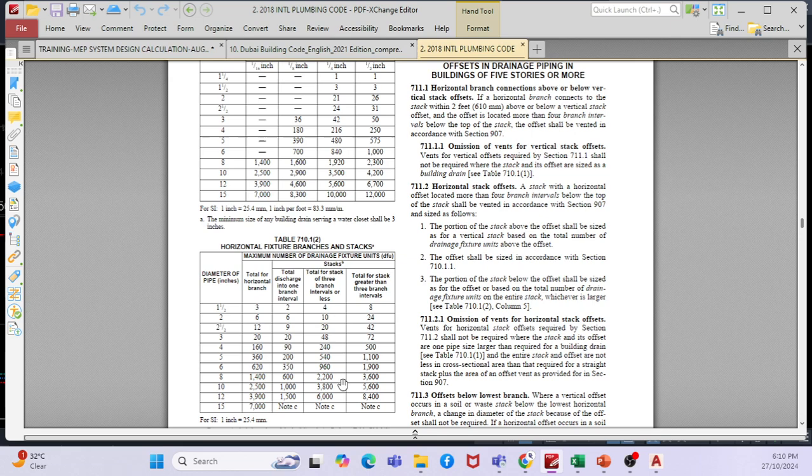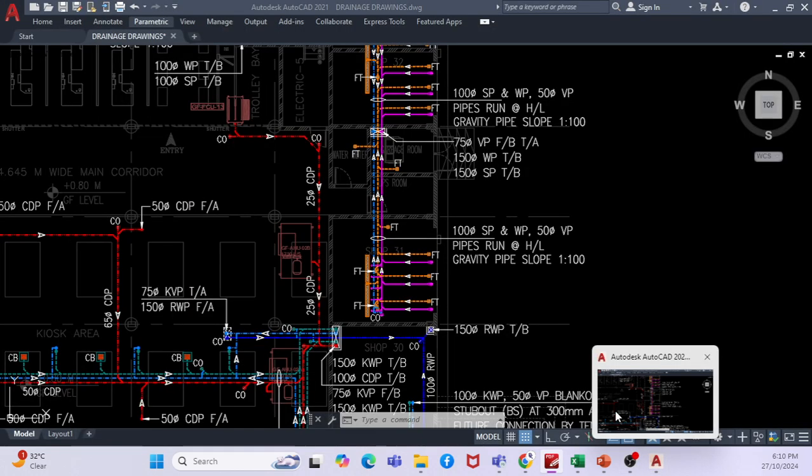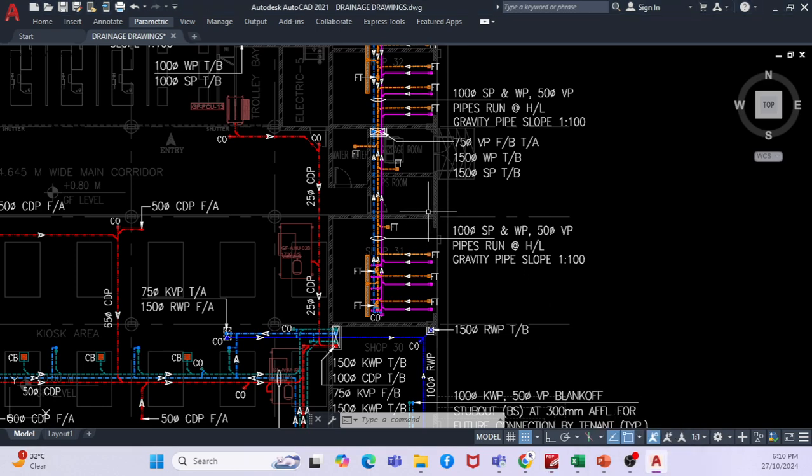But some consultants, for safety purposes or based on previous project experience, will just oversize the floor drain. If you oversize the floor drain, nothing is going to happen, because it will ease the flow of the pipe. Only the project cost will increase. Oversize means you will go to the next size.